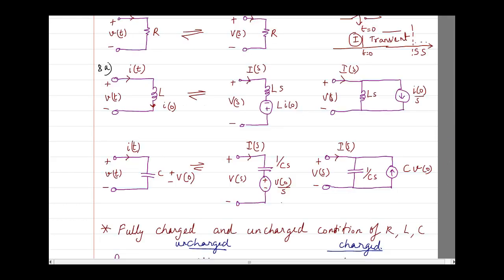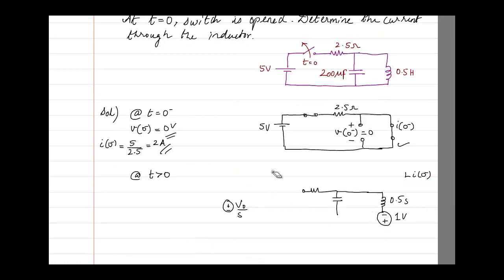It should be V naught by S. But what have we got in V naught now? Here we have got V naught as 0, isn't it? So we cannot do that.